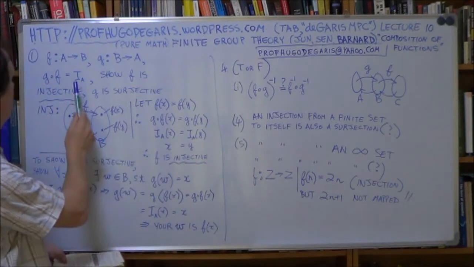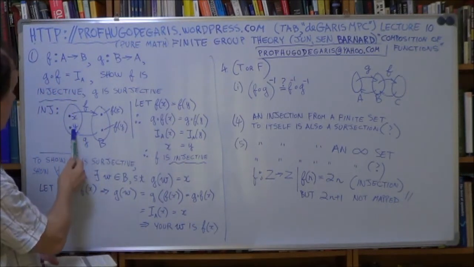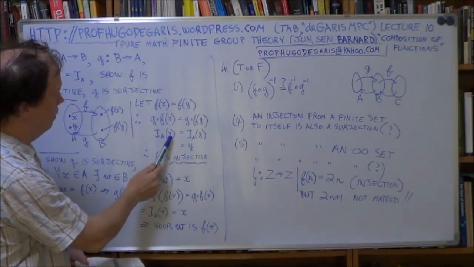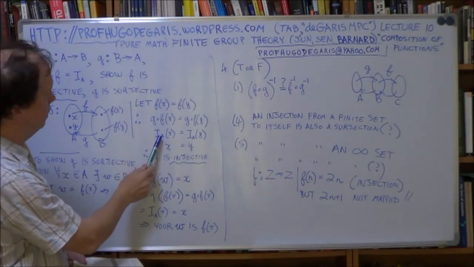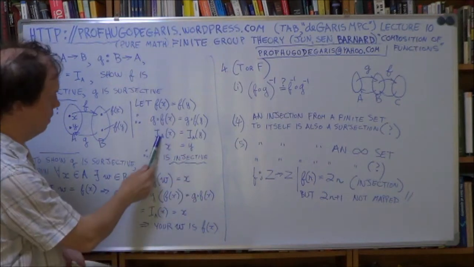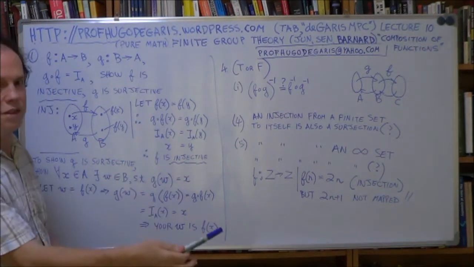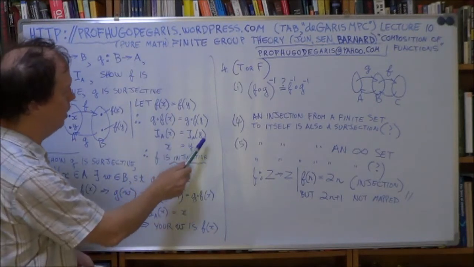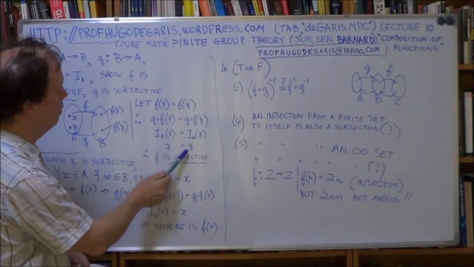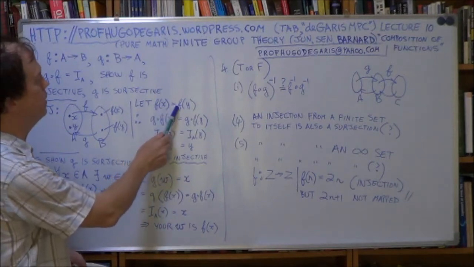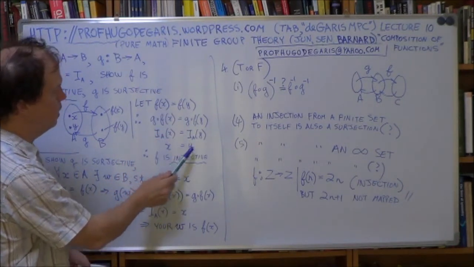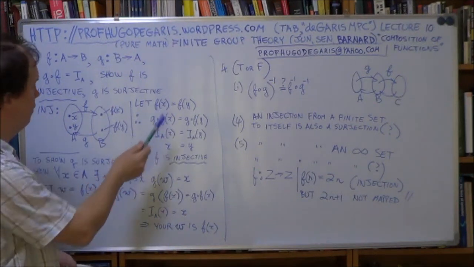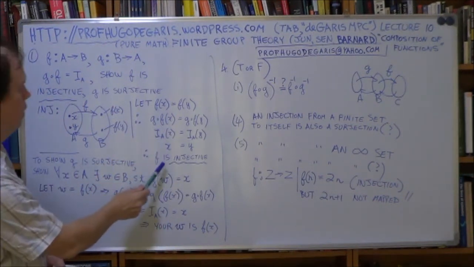Now X and Y both belong to set A, so this is the identity function on elements of A. So I_A of X is just X. That's what the identity function does. It doesn't change anything. So I_A of X is X, I_A of Y is Y. So we've shown that if F of X equals F of Y, then X equals Y, and that's your proof that your function F is injective. Right? Therefore, F is injective.